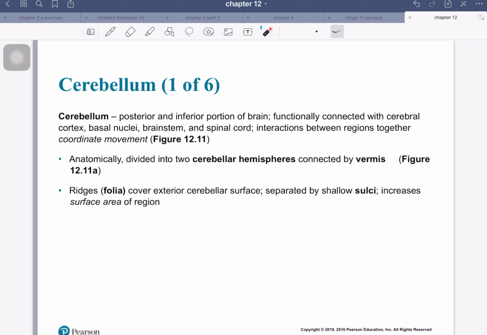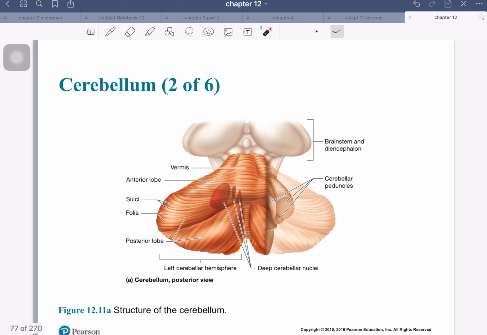Now, anatomically, the cerebellum, and we'll have a look at a diagram shortly, has two cerebellar hemispheres connected by a region we call the vermis. There are ridges on the cerebellum, akin to the gyri and sulci, but much smaller. We call these ridges folia, and they cover the external surface of the cerebellum. There are little shallow sulci, and of course, this helps to increase surface area in the region.